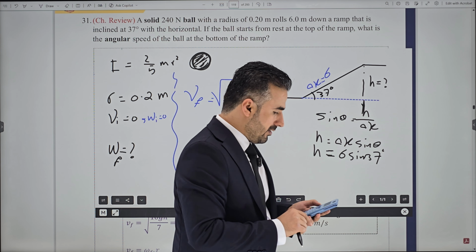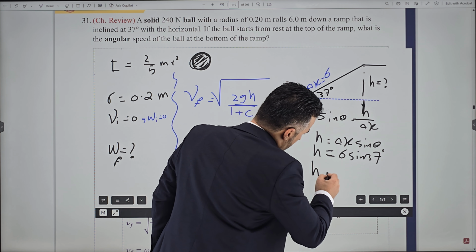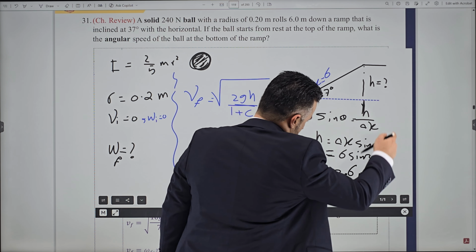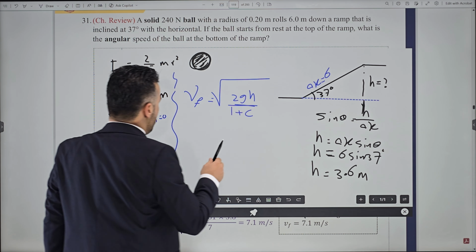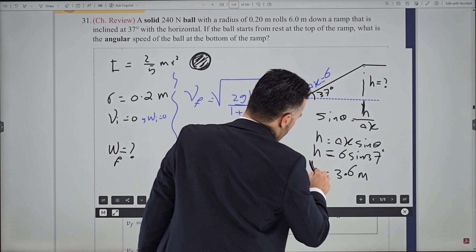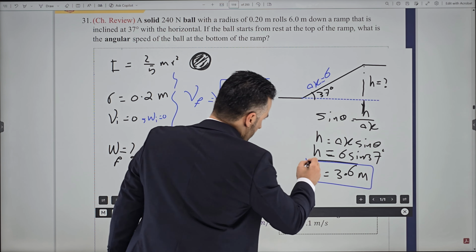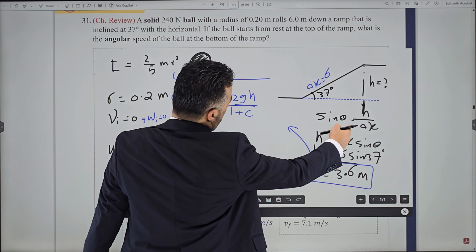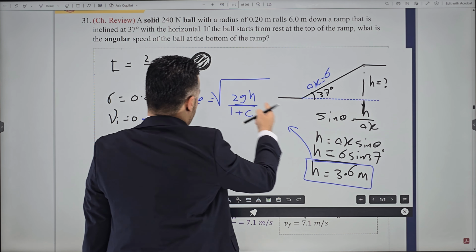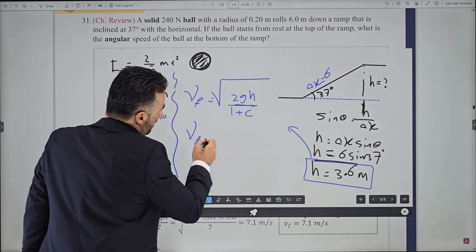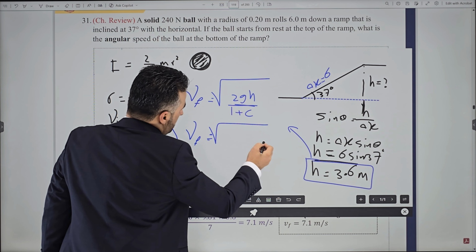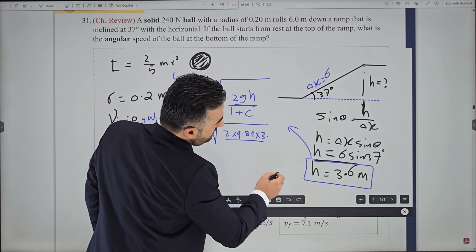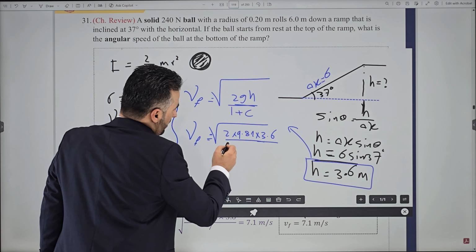The answer is equal to 3.6 meter. So the height is 3.6 meter. That is the height. After I have found the height, now we can bring this number into this equation here. So you could say, the first step, second step, third step, back to this. So that is 2 times 9.81 times 3.6, divided by 1 plus c.